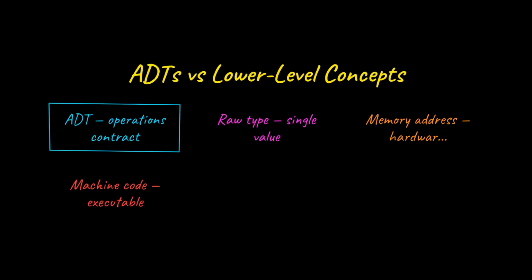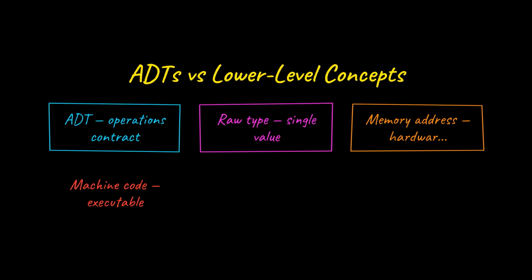It is important to distinguish ADTs from lower level concepts. A raw data type like an integer stores a single value. A memory address names a physical hardware location. Machine code is executable processor instructions. The abstract data type sits above all of these as the conceptual model that defines a collection through its operations alone.